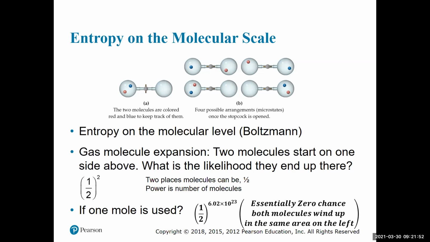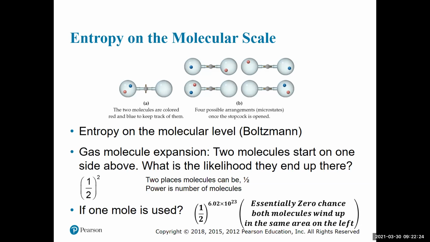So in the figure on the left, we have two molecules, one red one and one blue one. They're in these two gas bulbs, one on the left, one on the right, and there's a stopcock in the middle. We have those two molecules, the red one and the blue one, on the left-hand side. Then we're going to see what can happen when we open the stopcock and allow them to go.